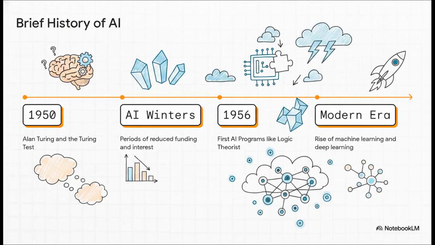Before we get completely swept up in modern tech, we've got to remember that AI is a decades-long pursuit. It actually goes all the way back to 1950 with Alan Turing and his famous Turing test. And by 1956, we already had the first AI programs like the Logic Theorist. But it wasn't a straight shot to the top. The industry went through these brutal AI winters. These were periods where that early hype just vanished and funding completely dried up. But thankfully, computational power finally caught up, bringing us straight into this modern era defined by machine learning.